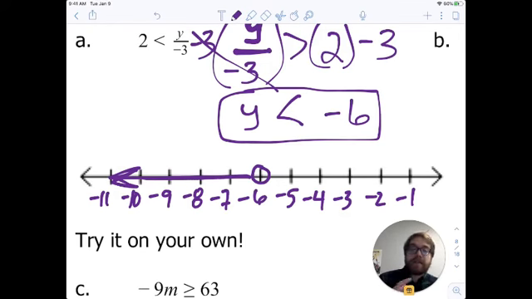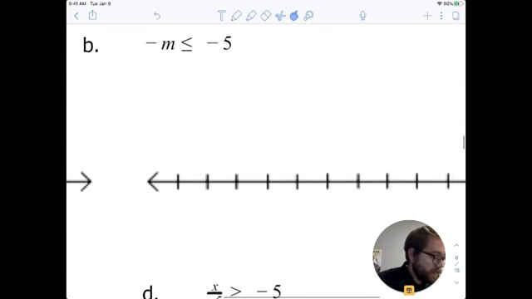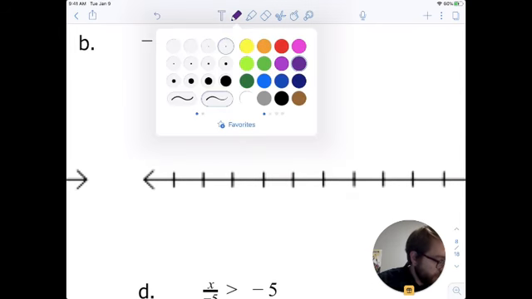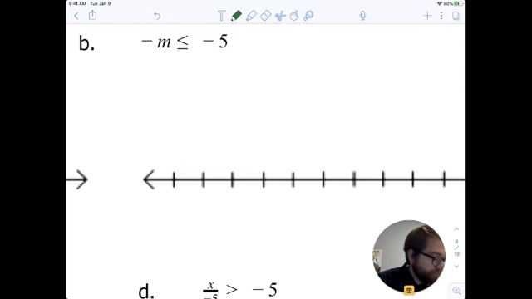And that's it. So it's solving like we have been. We just need to keep track, like if we multiply or divide by negative, we're going to have to switch around the sign. Okay? But it's pretty similar to what we have been doing. So let's look at another one. Let's look at B. We have negative m is less than or equal to negative 5.